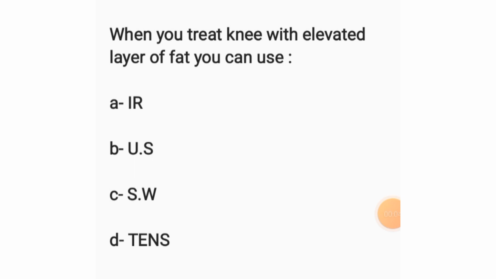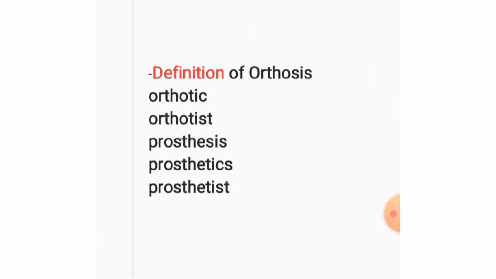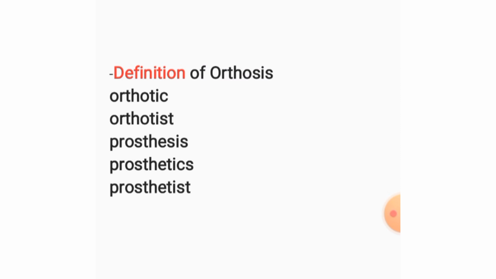When you treat a knee with an elevated layer of fat, you can use: option A, infrared therapy; option B, ultrasound; option C, shortwave diathermy; option D, TENS. Definition of orthosis, orthotic, orthotist, prosthesis, prosthetics, and prosthetist. Kindly note down all these points.